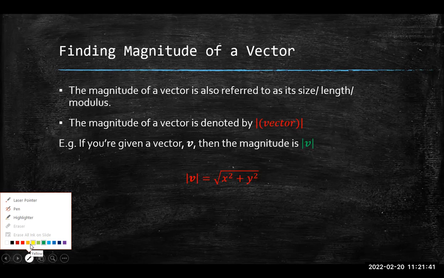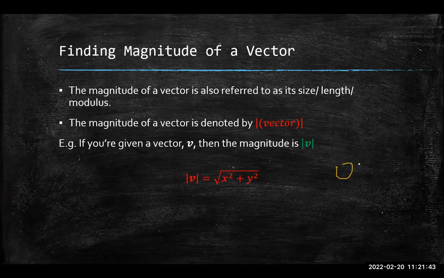Let's say your vector was OB. You would see it like this. So this is the vector OB. But if they want you to find the magnitude of this vector, you would see the two lines next to it. That's how you know they're asking you for magnitude. How exactly do you find the magnitude? Well, it's the square root of x squared plus y squared. How exactly did I get that?